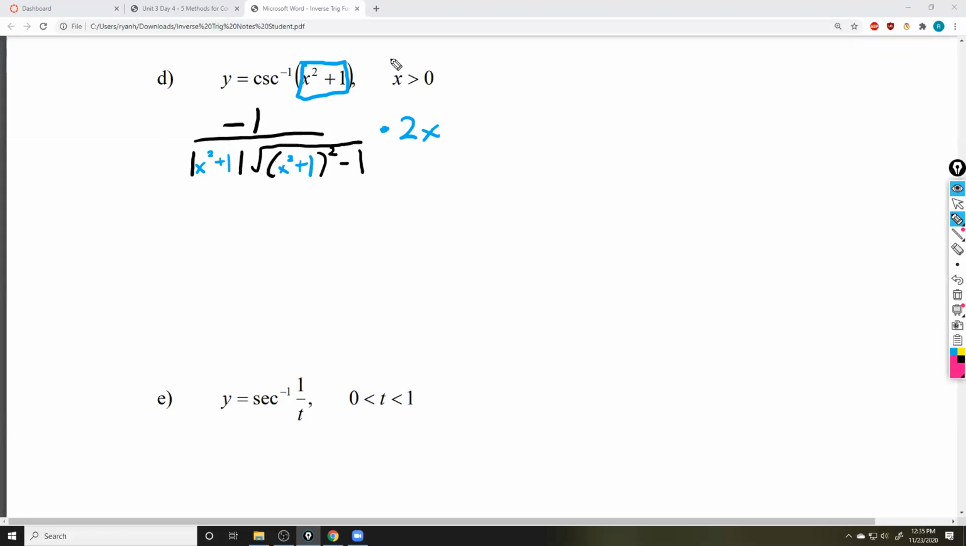Just so you know, the reason that we have x greater than 0, and it's going to be the same thing in part E down here, is to say that we don't need absolute value bars. Because x is always going to be greater than 0, we can get rid of the absolute value bars here because this part's never going to be negative. So we don't need to worry about that. In fact, we could get rid of the absolute value bars anyway because x squared plus 1 is always positive anyway.